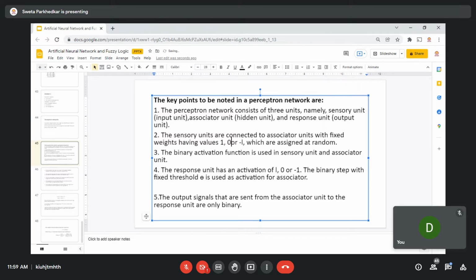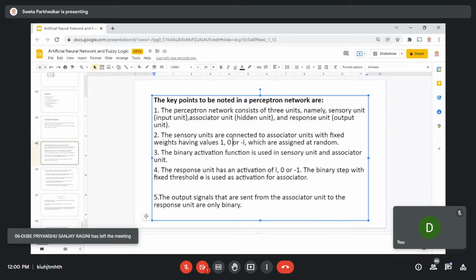Okay, so what are the key points? The first one: the perceptron network consists of 3 units, namely the sensory unit, which is the input unit, the associator unit, which is the hidden unit, and a response unit, that is the output unit.